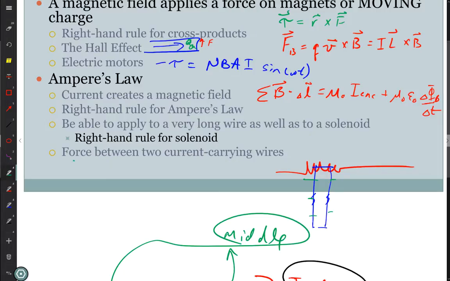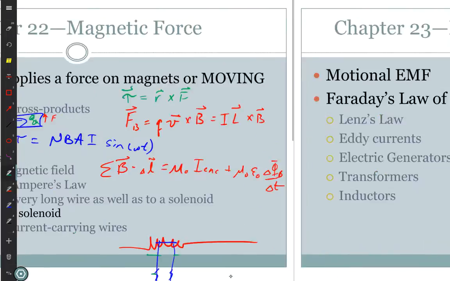Finally, from this section, force between two current carrying wires. Make sure that you know, okay, if I have current in a wire, that makes a magnetic field. I can use my right-hand rule to determine the direction of that magnetic field. And if I have a second wire that has current passing, then I can use my force is equal to IL cross B to find the force on the second wire due to the first one. So make sure you can go through that process.